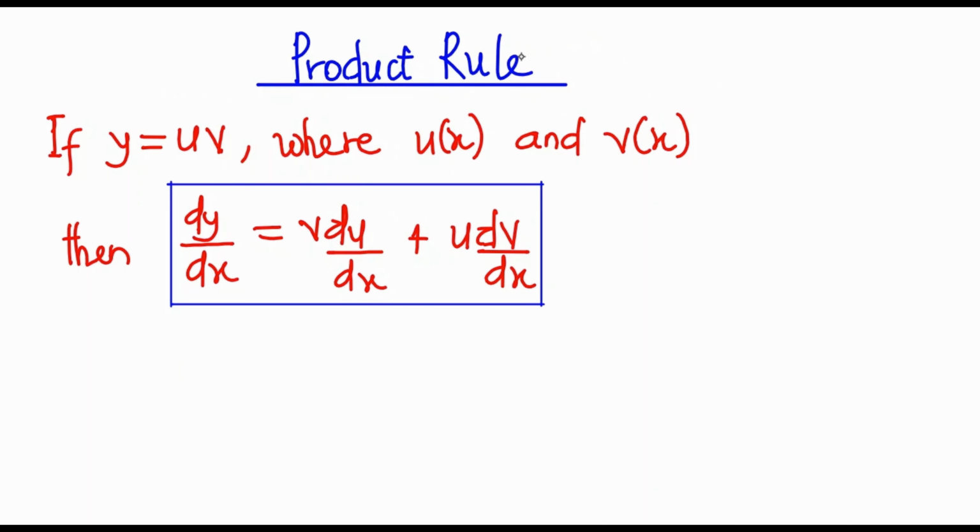When we talk of product rule, this is what it means. If we have a function y which is equal to uv, where u is a function of x and v is a function of x, then the derivative of y with respect to x, that is dy/dx, is equal to v du/dx plus u dv/dx. And so when we talk about product rule, we'll be working along with this formula.